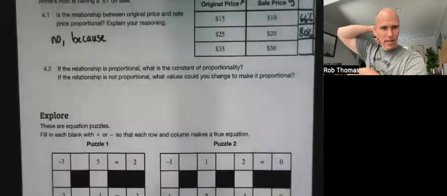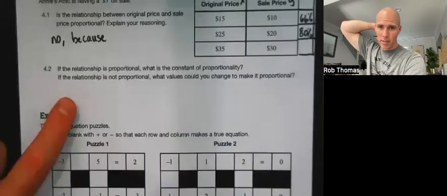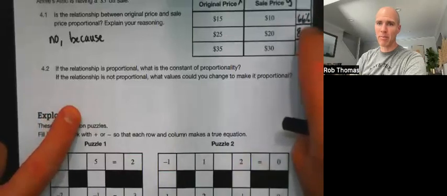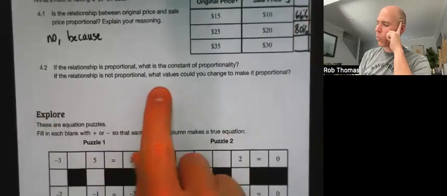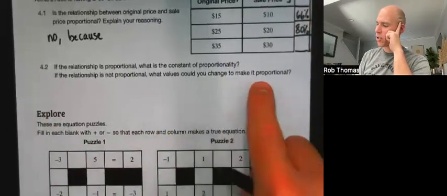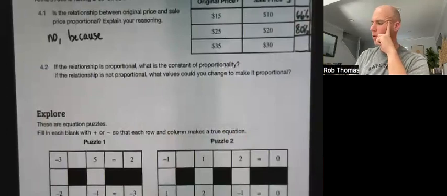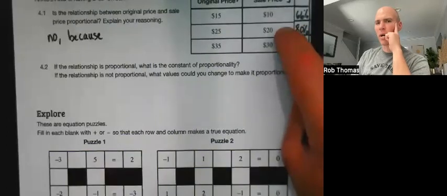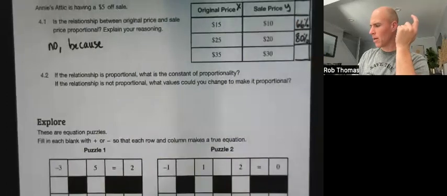Okay, and then if the relationship is proportional, what's the constant of proportionality? Nope, there is no constant of proportionality. These numbers would all have to be the same for that to be a constant of proportionality. If the relationship is not proportional, what values could you change to make it proportional? Well, we would need the sale prices all to be so that you're getting the same discount off of all of them, right?